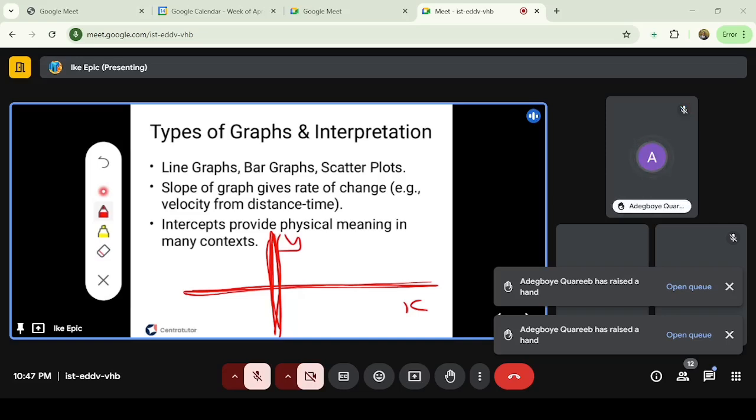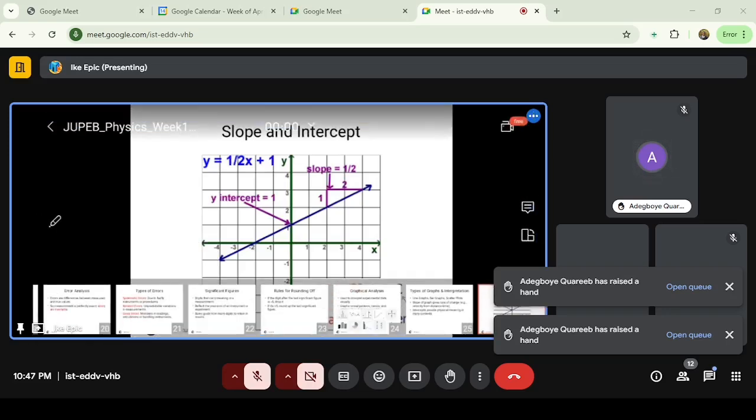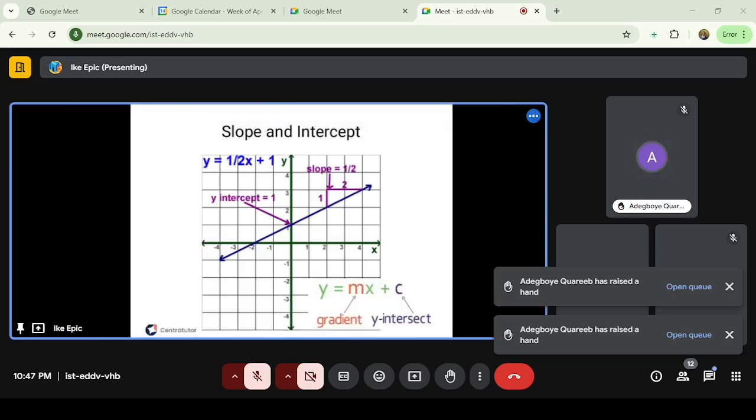Graphs are usually represented in x and y coordinates. And the slope of any graph or any line that is drawn on a graph is usually the rate of change of y divided by the rate of change of x. So this is what it means.